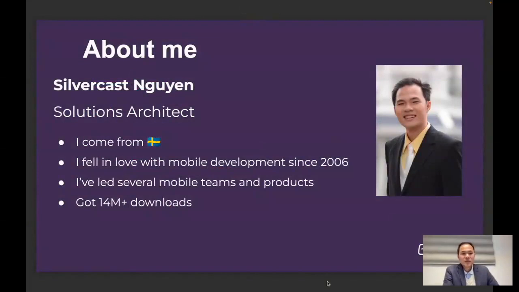A little bit about myself. My name is Supercast. I came from Sweden. I started mobile development in 2006-2008. Back then it was Symbian, and then we have iOS, Android. I built several mobile team products, so I know quite some about mobile development, including the CI/CD setup, team structure, everything. And I'm proud to have contributed to 40 million plus app downloads so far, and counting.